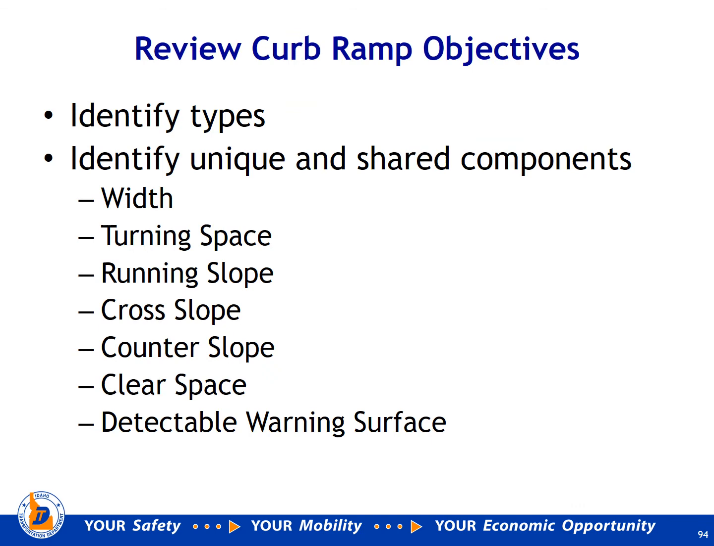Here again is another brief review. We've identified 4 types of curb ramps: the perpendicular, the parallel, the combination, and the blended transition. Identified unique and shared components of all the ramps: their width requirement, turning space requirement, running slope, cross slope, counter slopes, clear space, and detectable warning surfaces.